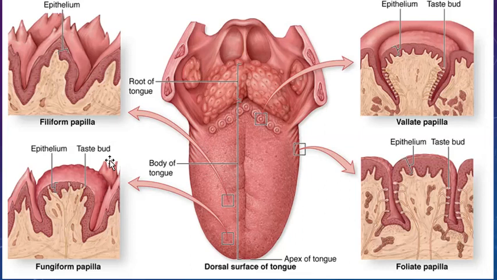This figure shows the 4 types of papillae. This is the tongue. Vallate, located in the posterior part of the tongue, in front of the sulcus terminalis. Foliate papillae, located in the lateral edge of the posterior part of the tongue. Fungiform in the anterior region of the tongue, and filiform located in the interior of the tongue.